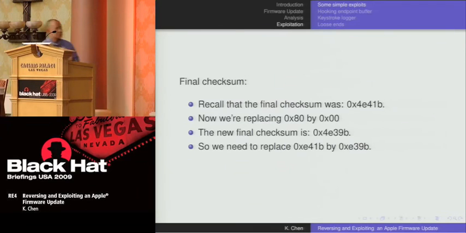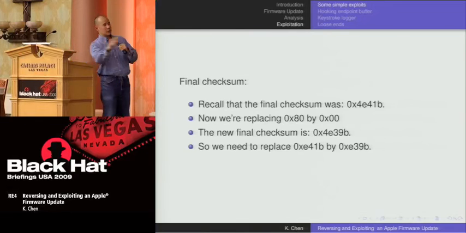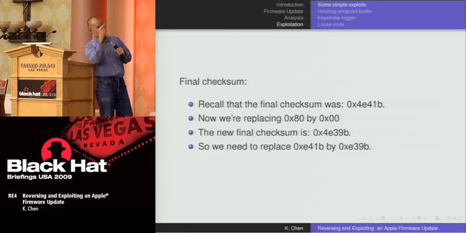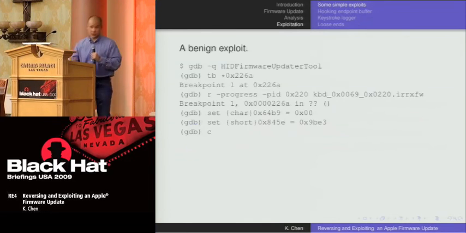I remember that in the very last write packet, there's a final checksum. We're replacing 80 by 0, so the application checksum goes down by hex 80. We have to subtract 80 from 4E41B, so the new checksum is E39B. Okay, so this is the exploit.